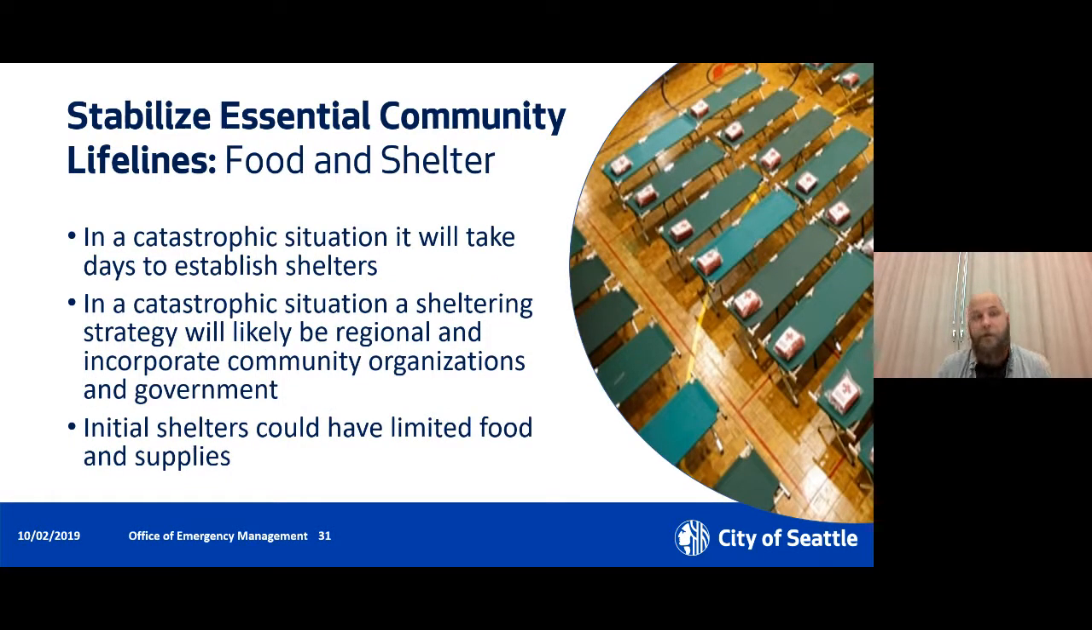And then food and shelter. In a catastrophic situation, it will likely take days to establish shelters. In a catastrophic situation, a sheltering strategy is likely going to be regional, and it's not just going to be city spaces or city resources. It's going to really need to incorporate community organizations and various levels of government. And initial shelters likely will not have significant food and supplies. I kind of mentioned that in the planning assumptions. It will likely be rudimentary in the initial days, which is, this is a roof for people to have over their heads, and then it will progress from there.